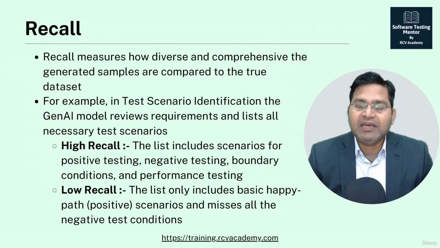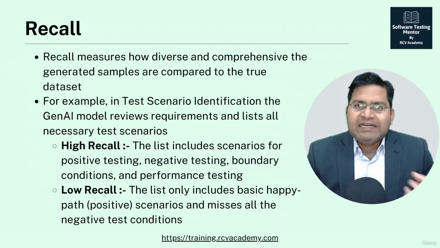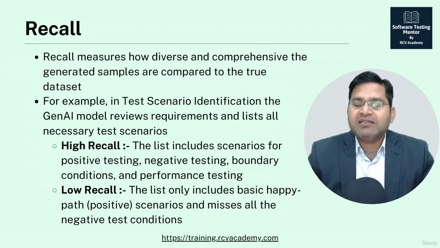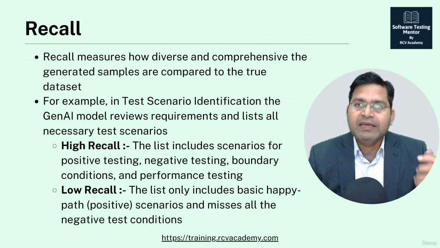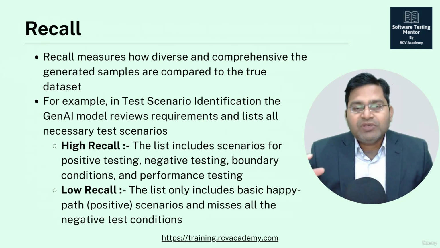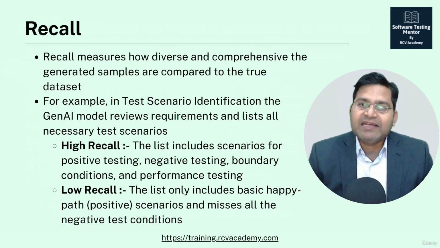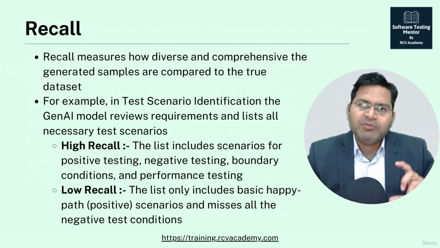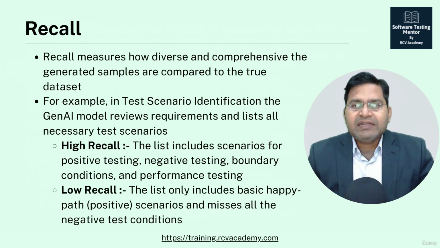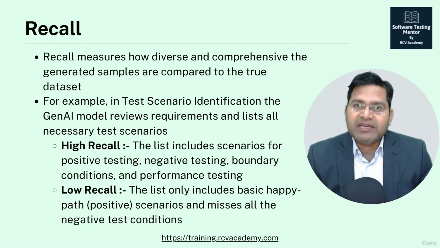For example, if I say generate the test scenario or identify the test scenario, the Gen AI model reviews requirement and lists the necessary test scenario. So I provided the requirements, I provided the user stories, and asked to generate all the test scenarios for those user stories. So if we say high recall will be there when the list of your test scenarios includes the positive, negative, boundary conditions, performance testing, security testing. So you'll see that it's providing you diverse and comprehensive set of the test scenario in that case.